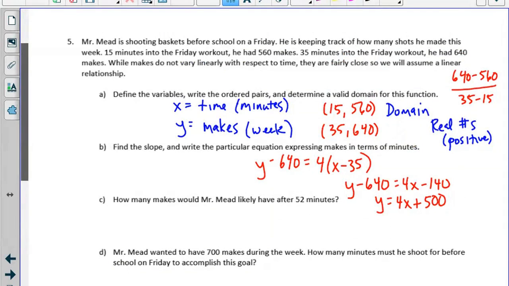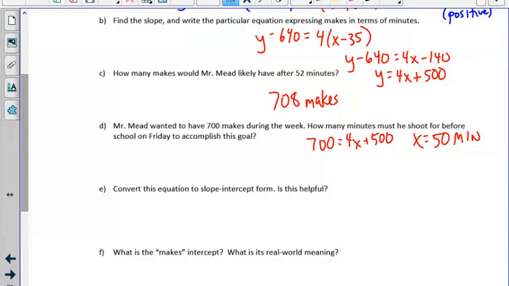How many makes would Mr. Mead have after 52 minutes? So I can just substitute in 52 to my equation, and I will get the correct answer. So when I substitute in 52, I have 708 makes. Mr. Mead wanted to have 700 makes. This is substituting 700 in for y. So then I solve this and I get x equals 50 minutes. So that means that Mr. Mead only has to shoot for 50 minutes in the morning to accomplish the goal.